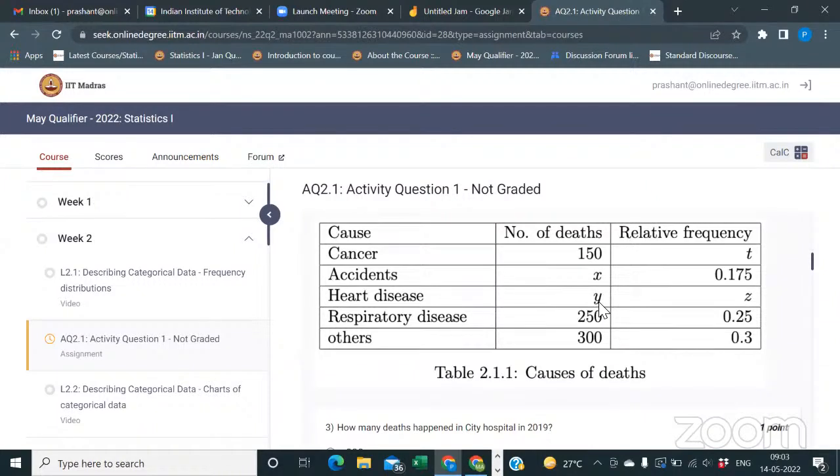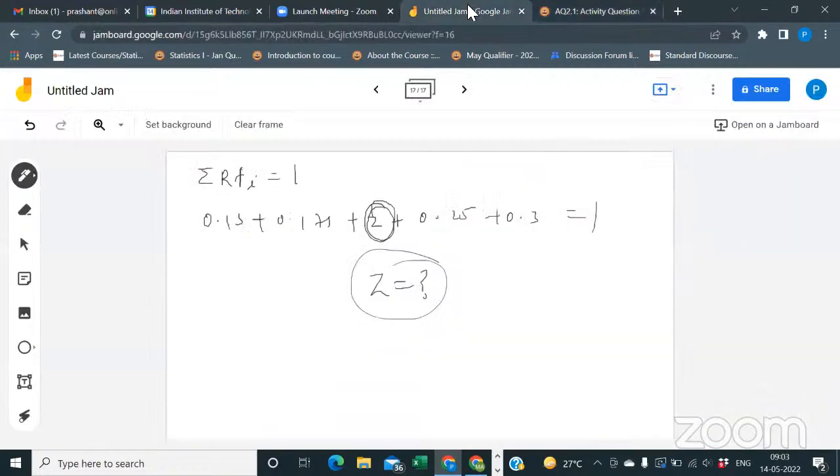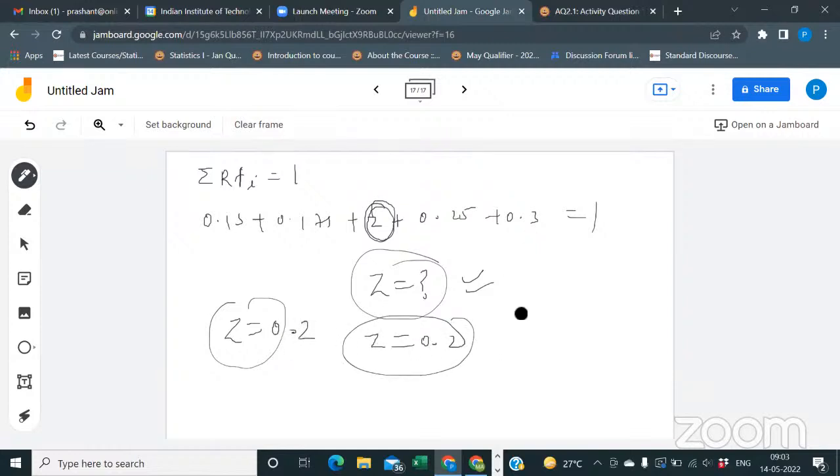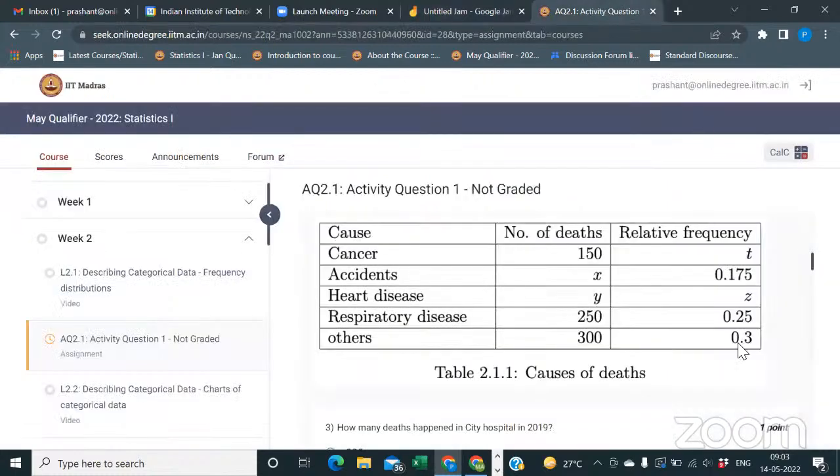Sorry, sir, can you repeat? I'm saying you got the value of Z. Suppose it is 200, sir. No, Z will be less than 0.2. Suppose 0.2. Okay, Z is 0.2. Multiply by 1000. You got the value of Z.